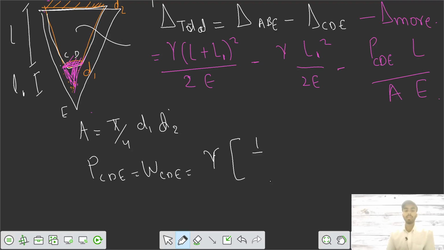Volume is your 1 by 3 area at the top. What is the area at the top? Area of cross section, diameter here is d1. So your area becomes pi by 4 d1 square, into length L1. This is your volume.